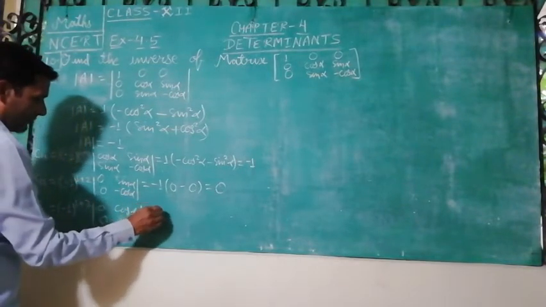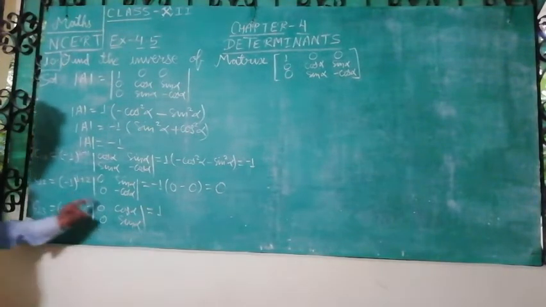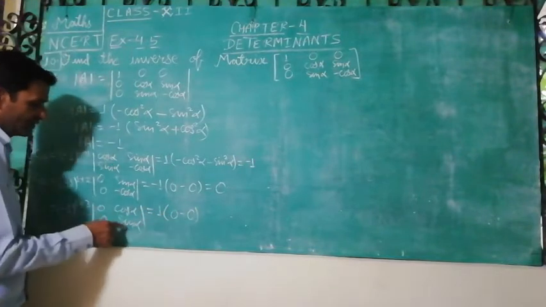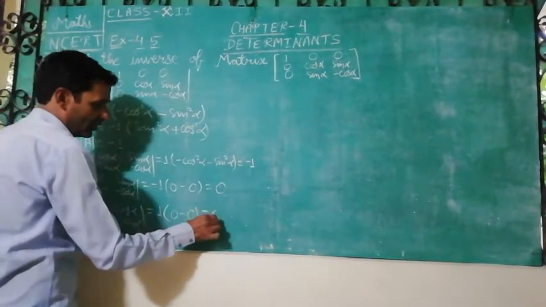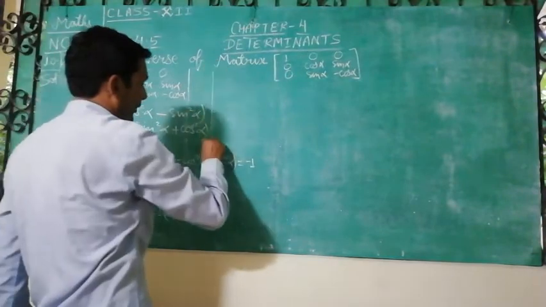So it will be positive 1 because minus 1 raised to the power 4 is 1. But here it is 0 minus 0 again. 0 into sin alpha is 0, 0 into cos alpha is 0, 0 minus 0 is 0, 0 into 1 is 0. So it will be 0 only. Now we have to find C21.